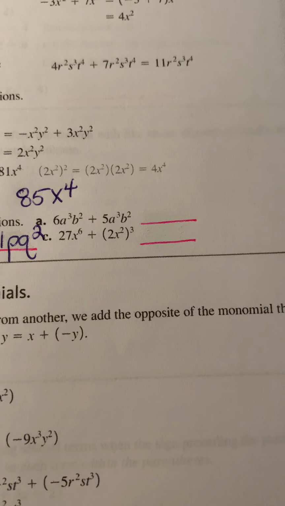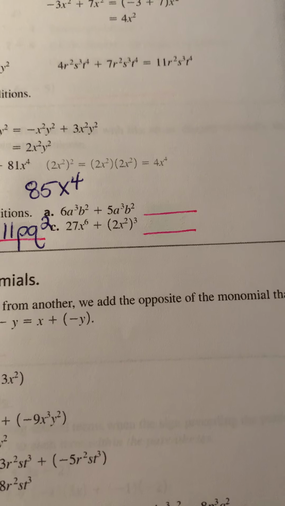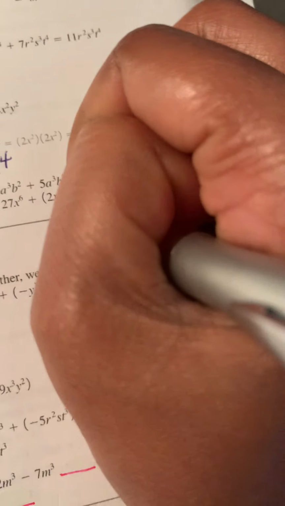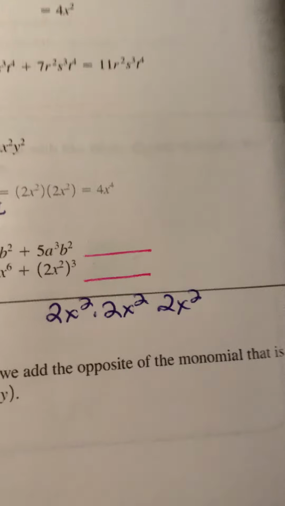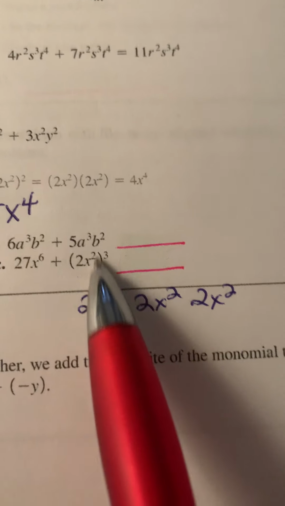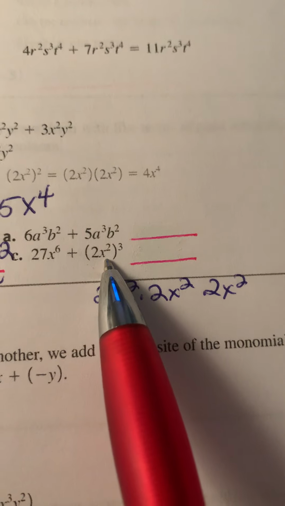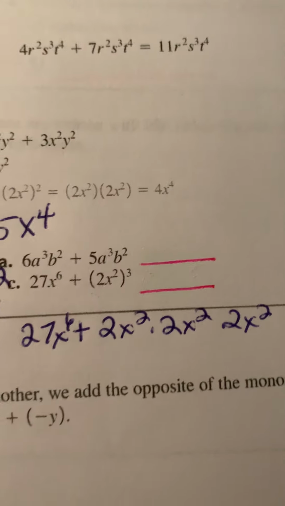Okay, 27x to the 6th power plus (2x squared) cubed. First of all, you want to break this down first. So this is 2x squared, three times. Okay, let me break that down. I'm just simplifying this right here, because the plus 27x is just going to stick out in the front for right now.